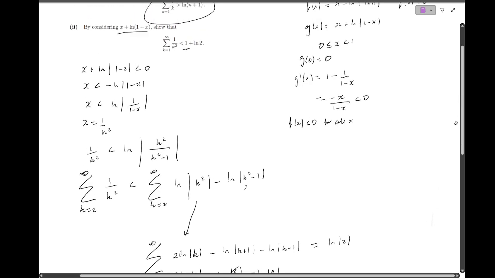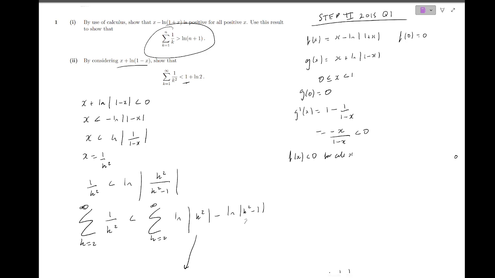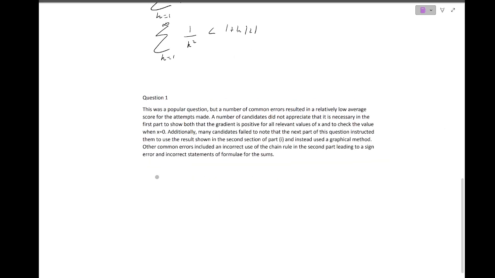So let's look at the examiner report, because I think that's always worth doing with these types of STEP questions, because it's nice to see what people found difficult, and then use that to your advantage if you ever see it in the paper. So yeah, let's see. Question 1. This is a popular question, but a number of common errors results in a relatively low average score for the attempts made. I wish they put the average score, but I guess that doesn't matter.